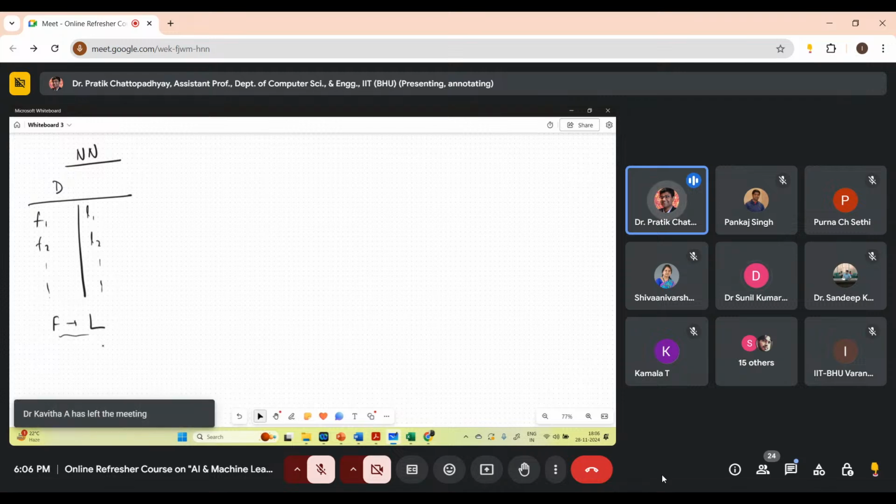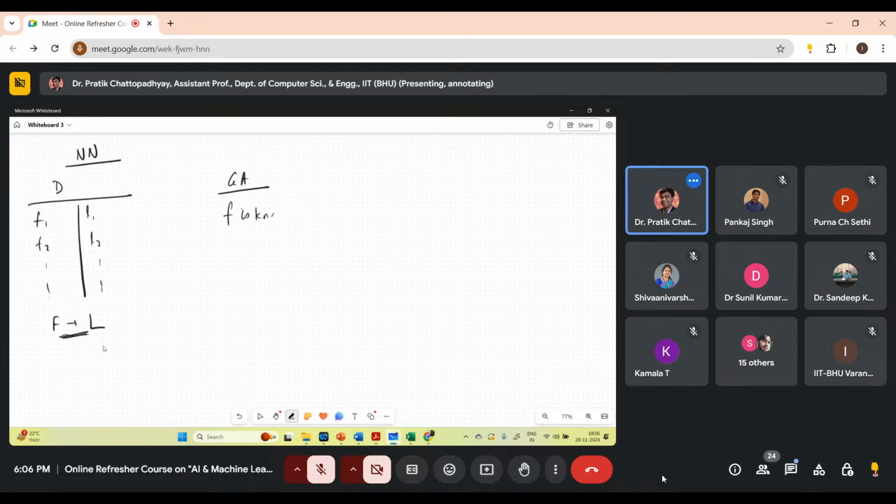In genetic algorithm, we already know some function. The function is known, and we want to optimize that function. So for which value, or for which set of parameters, the function gets maximized or minimized. Okay, so those things I know.